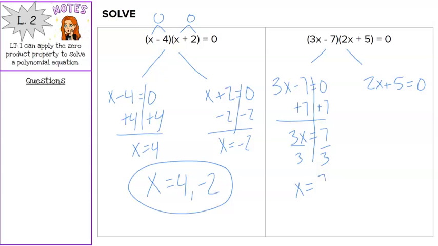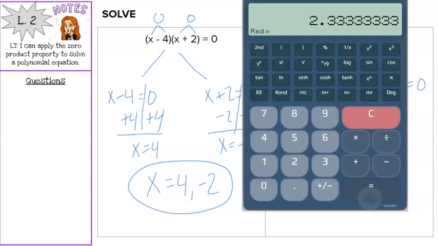Now you have two options. You can leave this as a fraction, 7/3, or we can use our calculator, do 7 divided by 3. We get 2.3 repeating. We just write that as that decimal there.